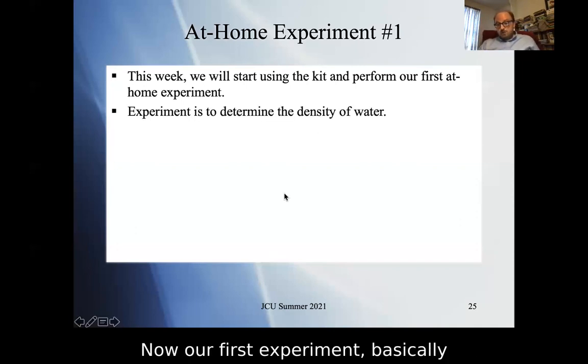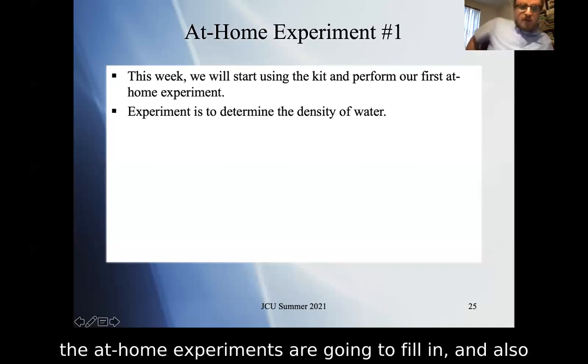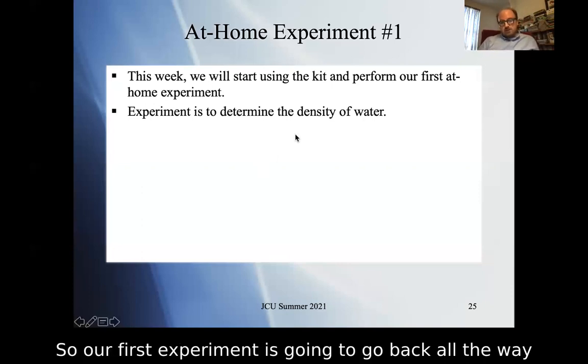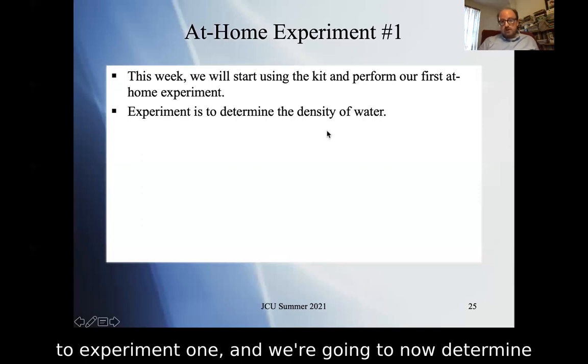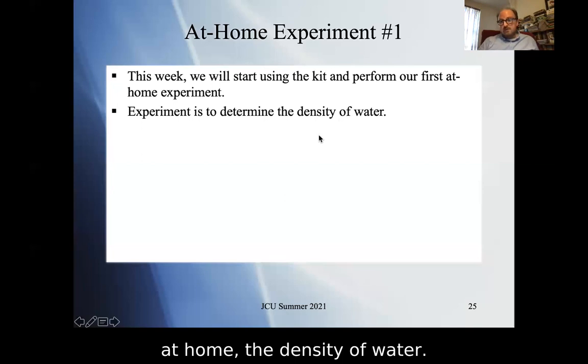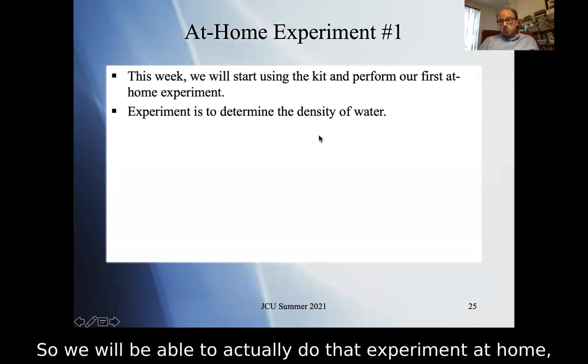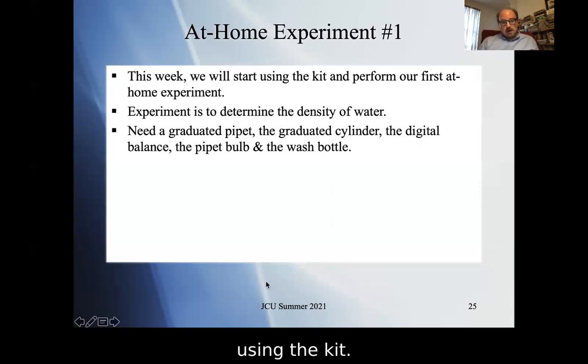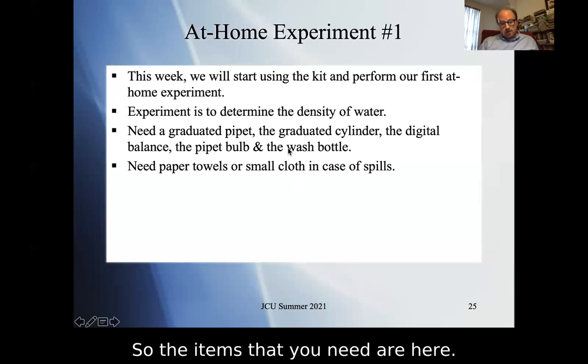Now, the at-home experiments are going to fill in and also look at some of the techniques that we did in the first half. So our first experiment is going to go back all the way to experiment 1, and we're going to now determine at home the density of water, right? So we will be able to actually do that experiment at home using the kit. So the items that you need are here.